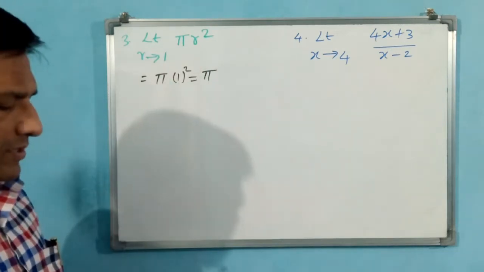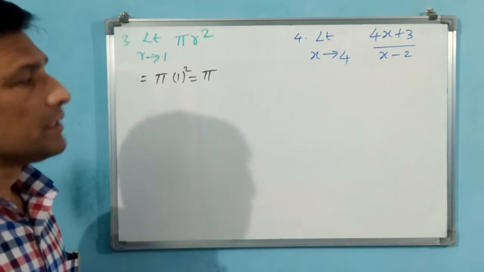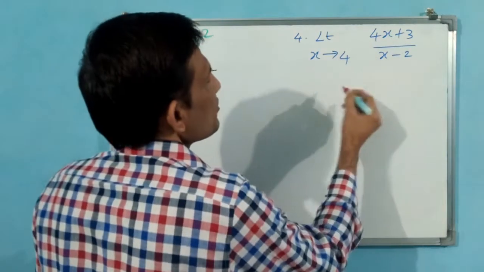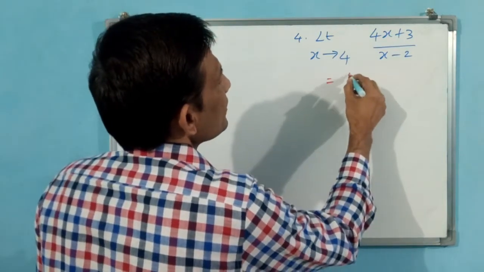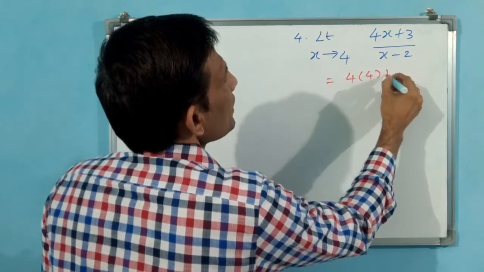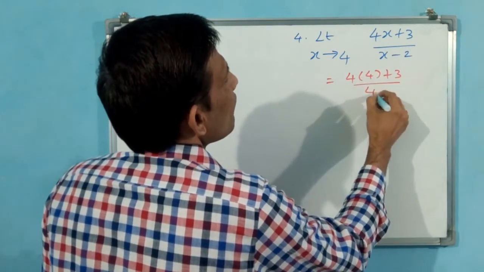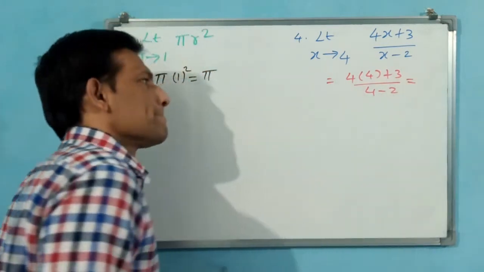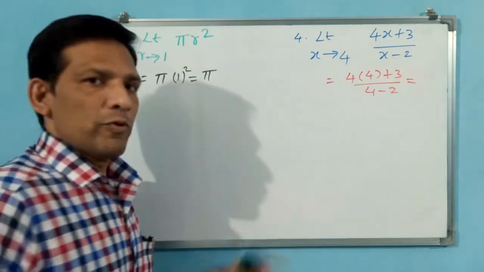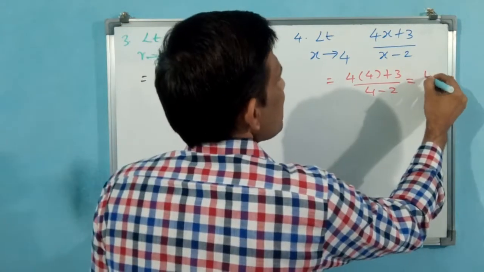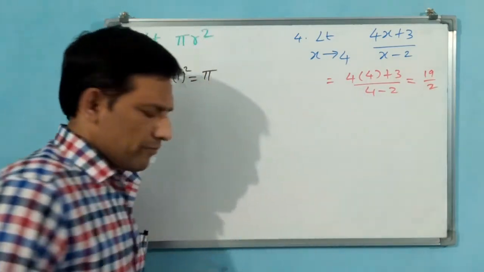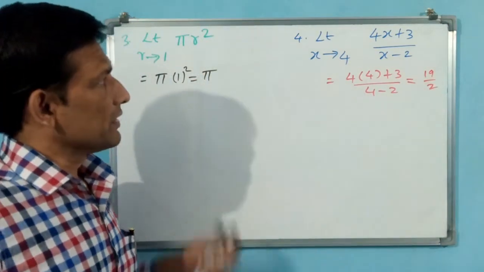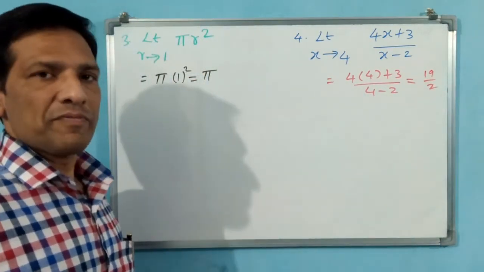Okay, let us go to this side. You substitute 4, that is equal to, see, 4 into 4 plus 3 by 4 minus 2. 4 into 4, 16, plus 3, 19 by 2. Is it okay? Definitely okay. Okay, let us go for the fifth question.